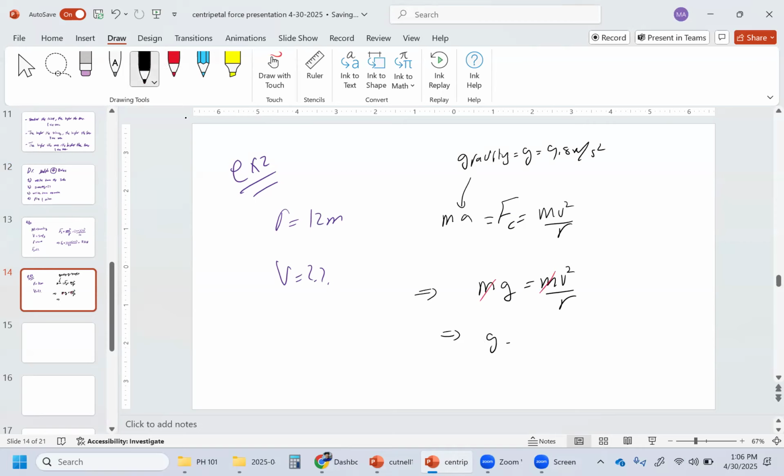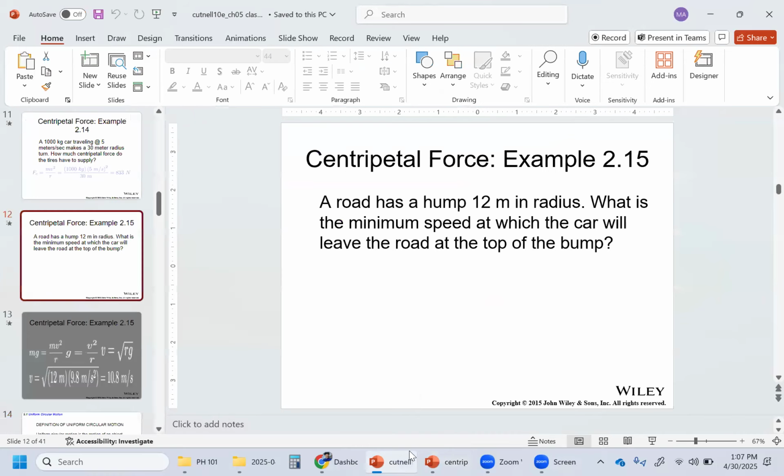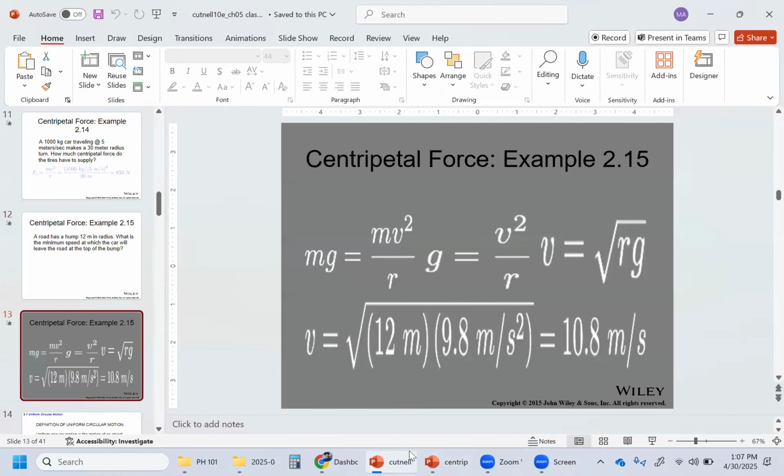So that gives us g equals v squared over r, which means that your velocity is going to equal the square root of the gravity times your radius. I'm going to organize it a little bit, it'd be rg. And in this case, it would be the square root of 12 times 9.8. And if we plug it in, we should get 10.8 meters per second. Yep, we got 10.8 meters per second.